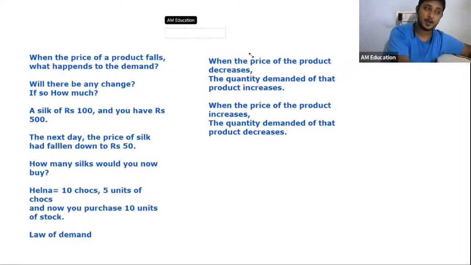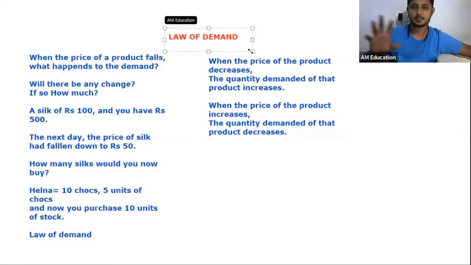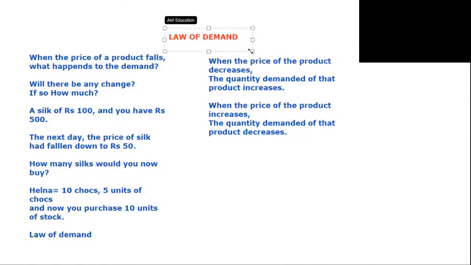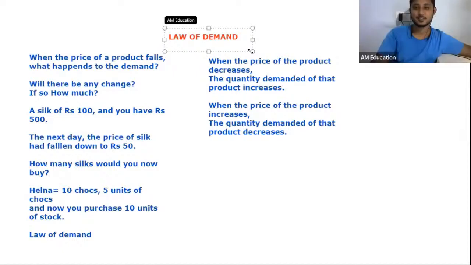Demand works in a certain way, right? If the price increases, the demand decreases. And if the price decreases, the demand increases. But by how much will it increase or decrease? Assume the price of the product has decreased by 50%. By how many percent has the price decreased? You know how to find out that percent? I'll tell you right away.